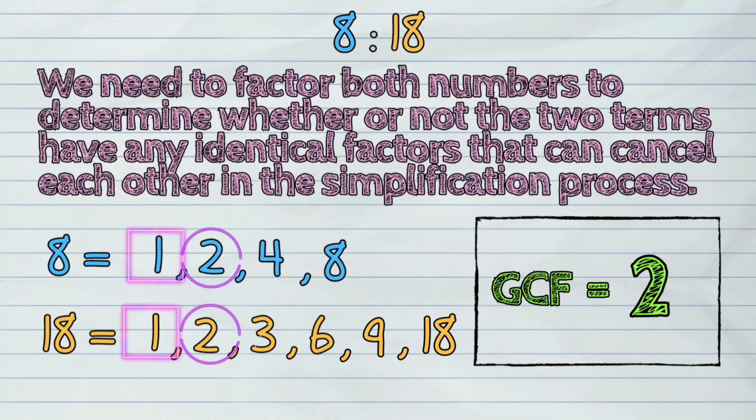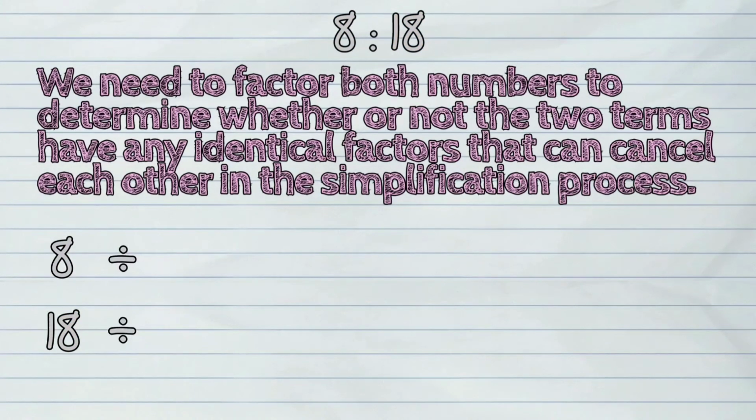Then, divide both terms by the greatest common factor. First, we will divide the first term. 8 divided by 2 is 4. Next, we will divide the second term. 18 divided by 2 is 9.